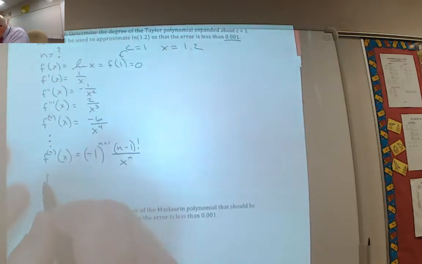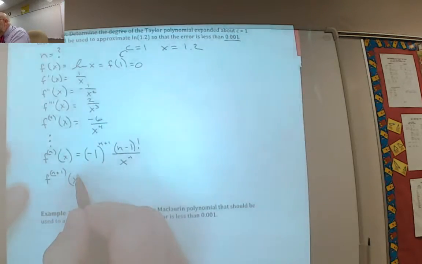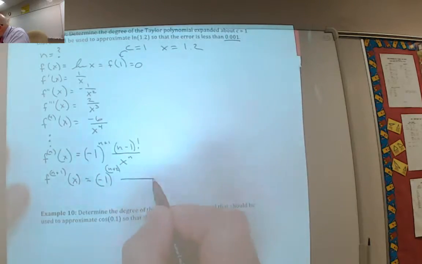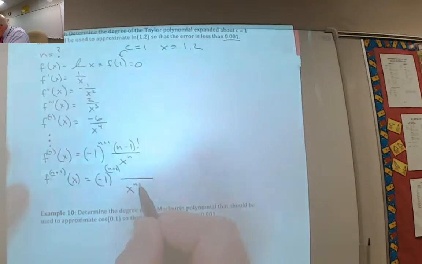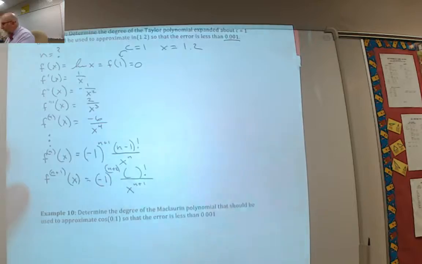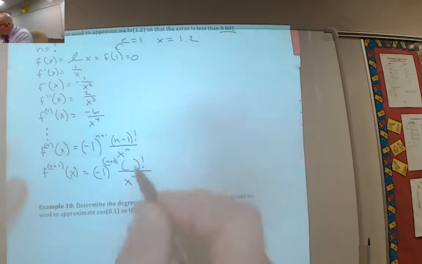So then remember, I need to know what the derivative of the n plus 1 is, correct? Right? To know my m. So this is going to be negative this to n plus 2. This is going to be x to the n plus 1. And what is this going to be right here for factorial? N.